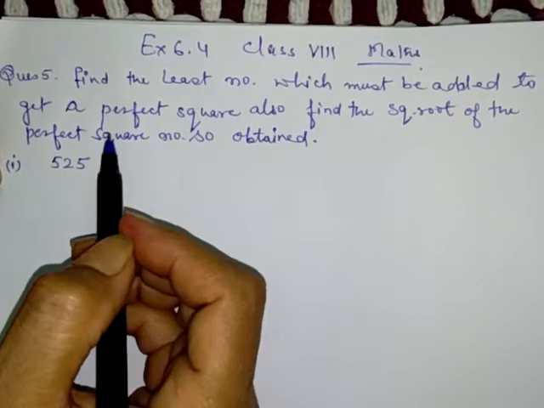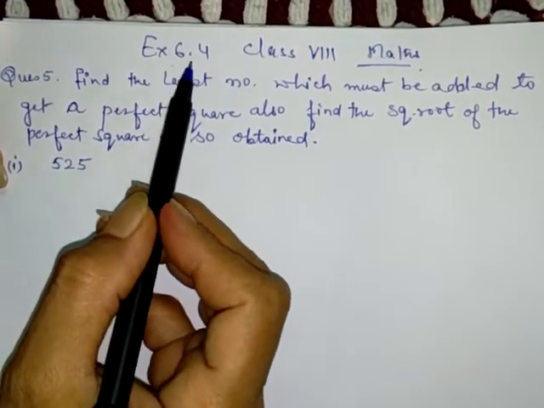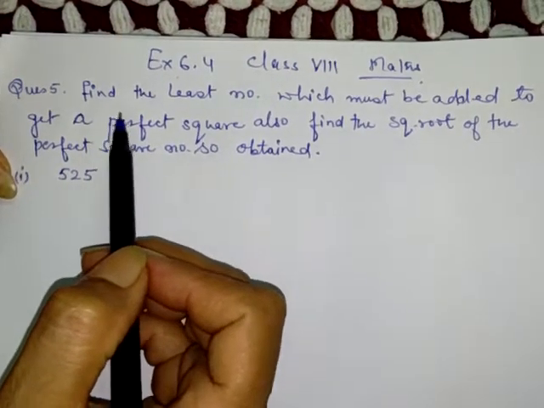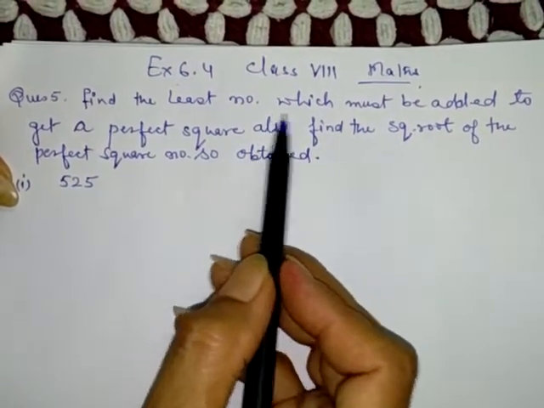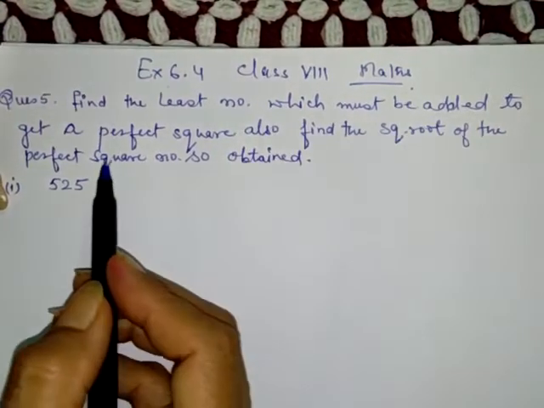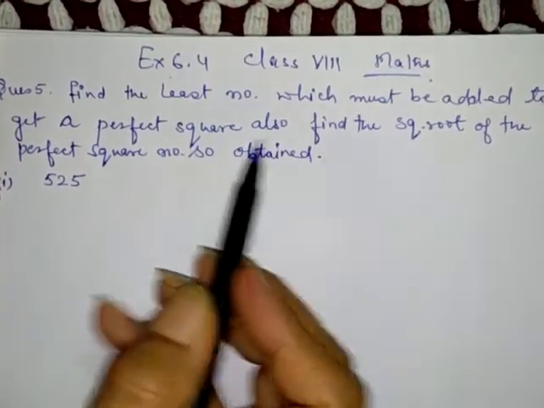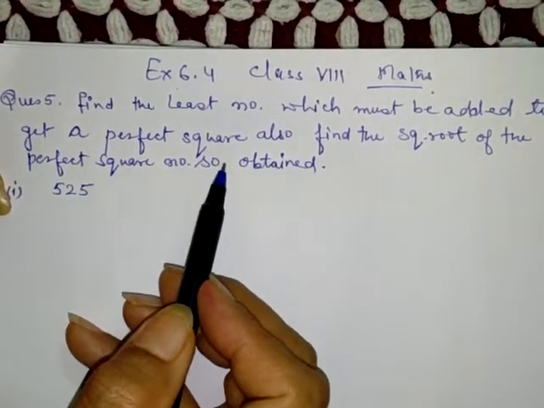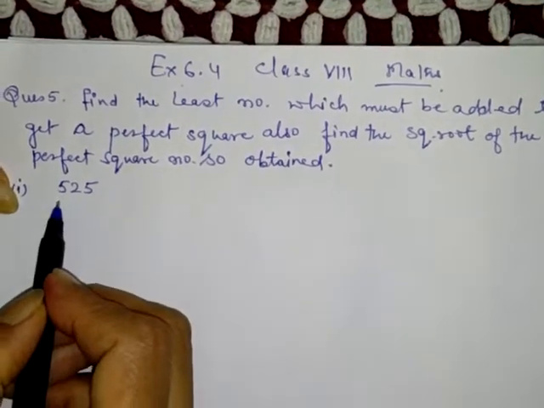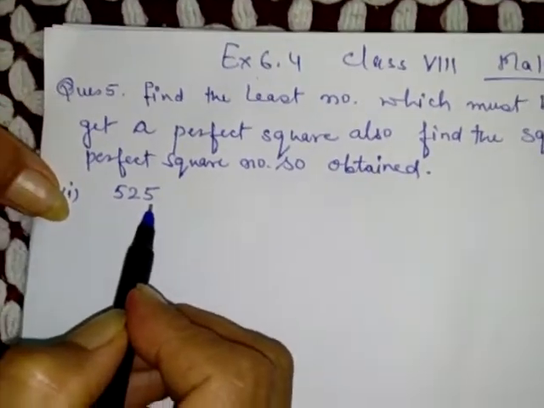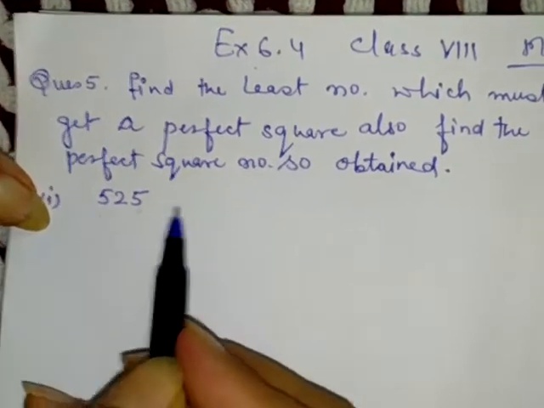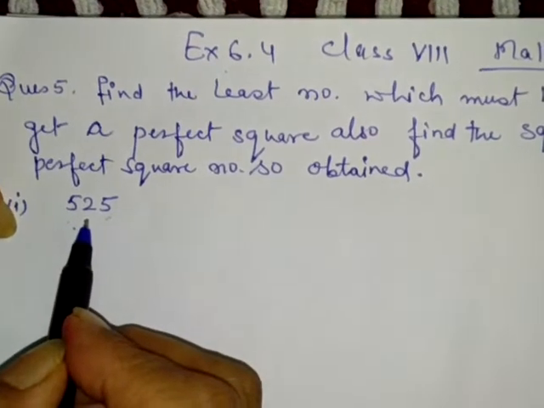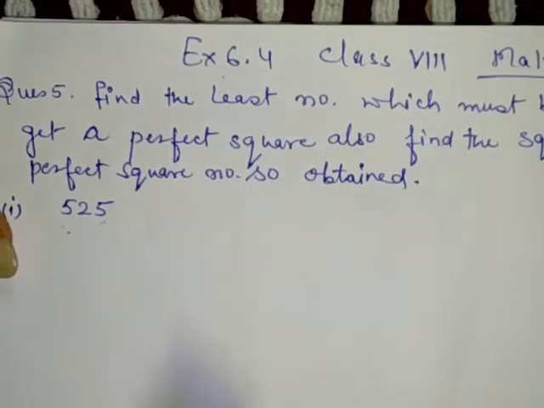Today we will discuss question number 5 of exercise 6.4 of class 8th. The question is about how to find the least number which must be added to get a perfect square, and also find the square root of the perfect square number so obtained. The number given to you is 525, and it is said that it is not a perfect square. So what must be added to this? The smallest number which must be added to this to make it a perfect square.